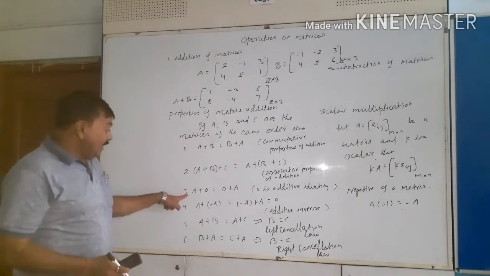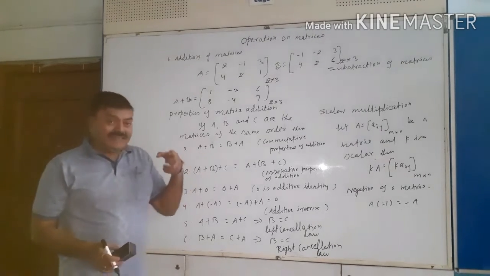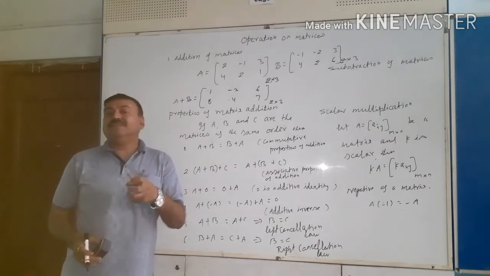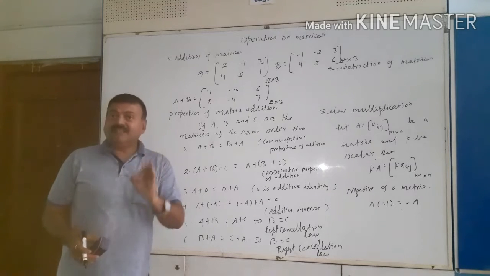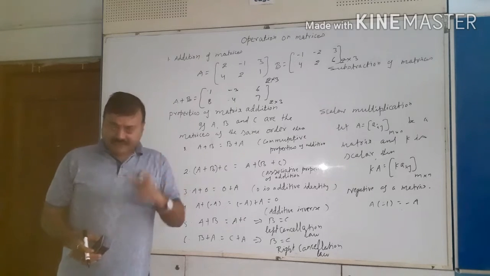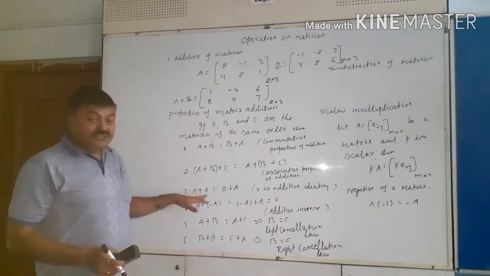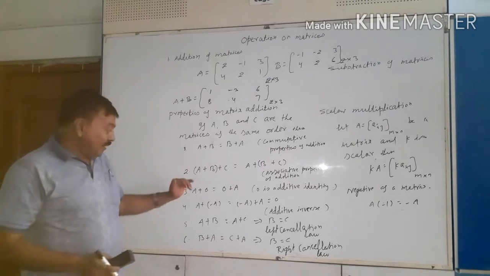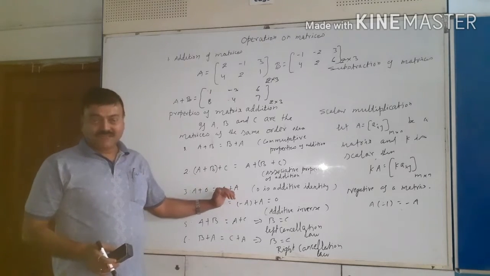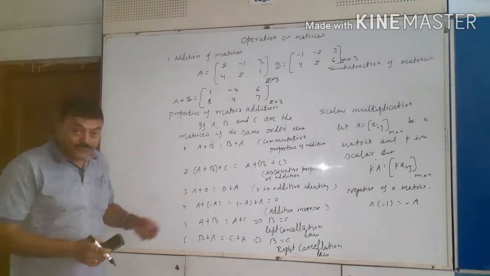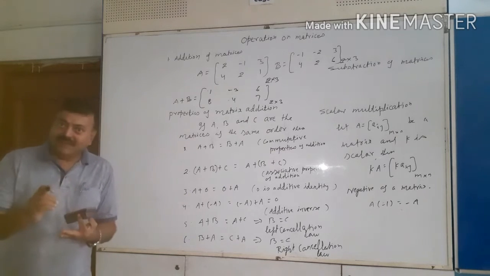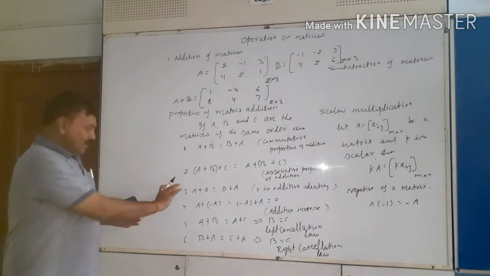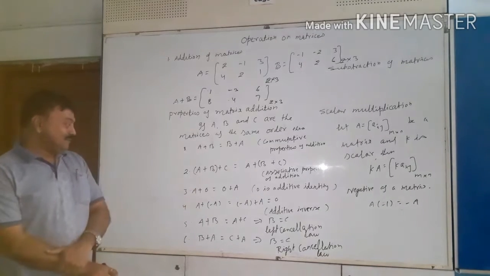Now, the third property is the additive identity. In previous classes we became familiar with the additive identity. In additive identity, 0 is the additive identity. Here A plus 0, where 0 is the null matrix, equals 0 plus A. That means if we add any matrix with the null matrix, the result will be the same. It will give A. So that is the additive identity.